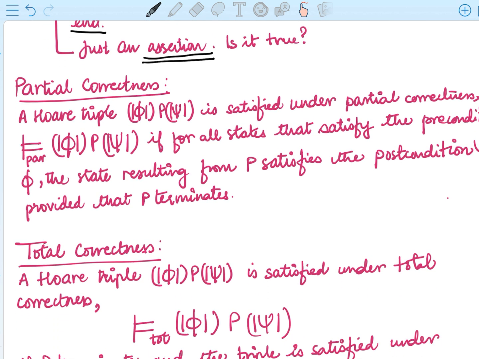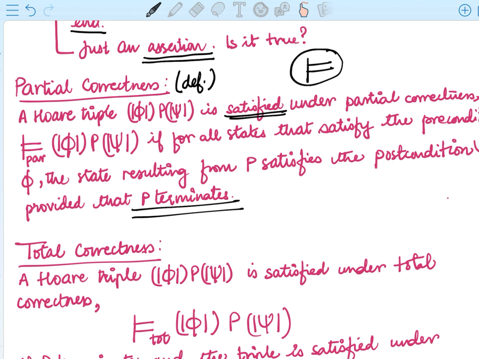Okay, now this is the important definition, it can be asked. A Hoare triple phi P psi is satisfied under partial correctness, and you're saying satisfied. Again, in the first lecture, we had this symbol called the satisfaction relation. It is satisfied under partial correctness if all states that satisfy the precondition phi, the state resulting from P satisfies the postcondition psi, provided that P terminates eventually. But this is not a necessary condition. P can terminate or P may not terminate. And now you will ask how.